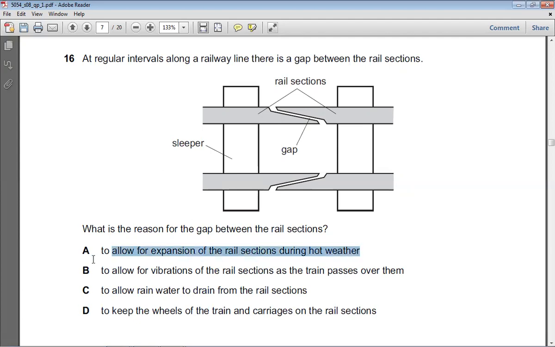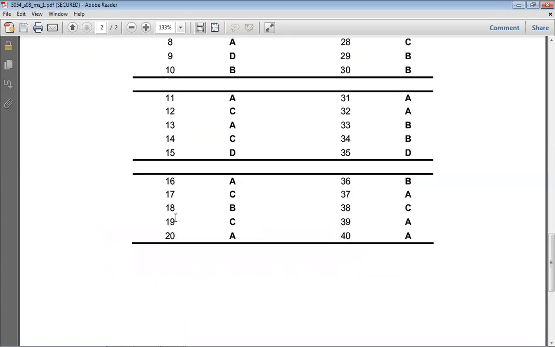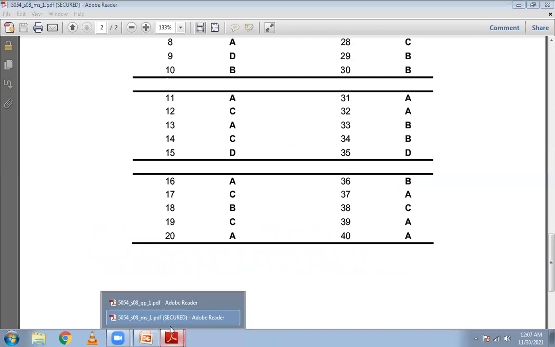That looks the best option, sir. And that's the reason. To allow for vibrations of the rail section as the train passes over them. To allow rainwater to drain from the rail sections. To keep the wheel of the train and the carriages on the rail section. So A looks the best option to me. Question number 16, A is the right option, sir. Okay.